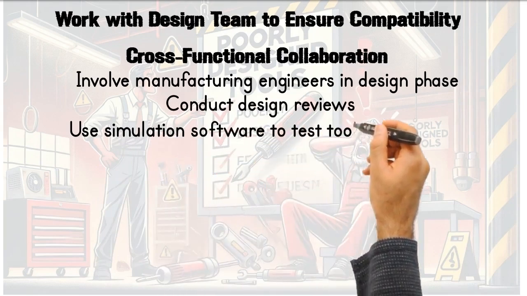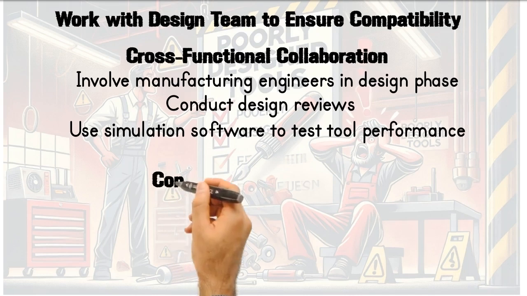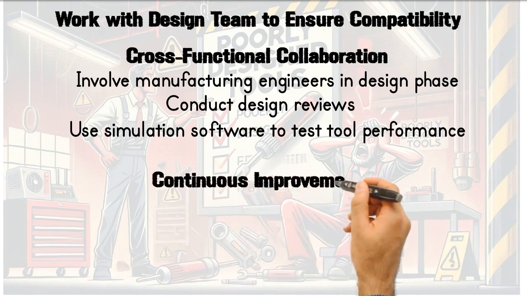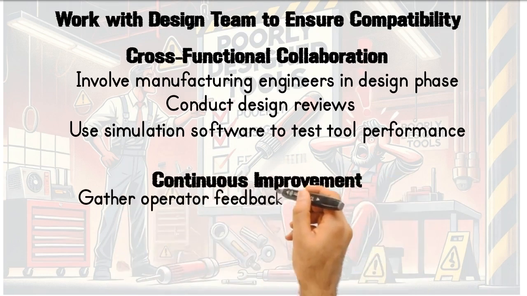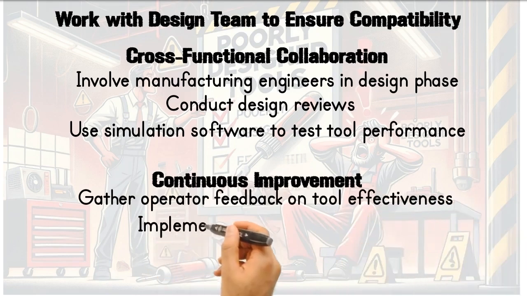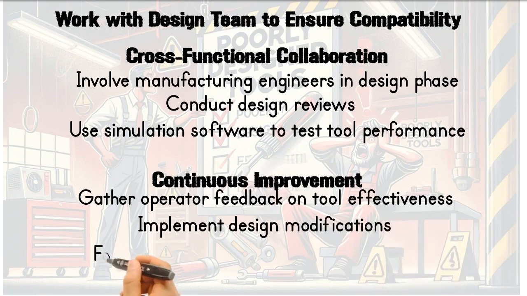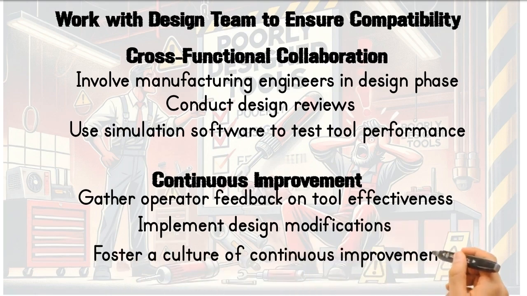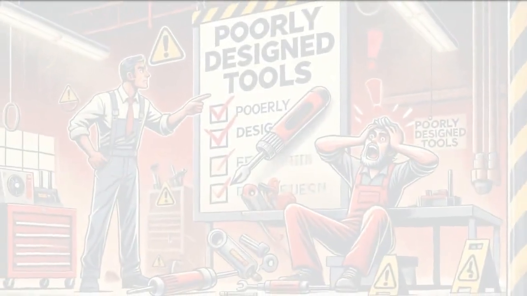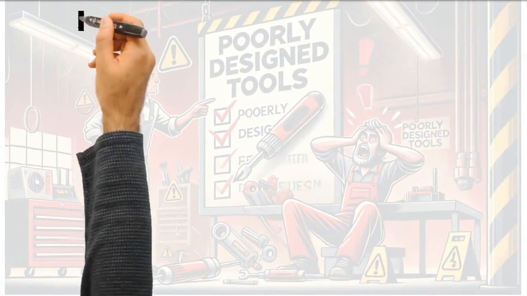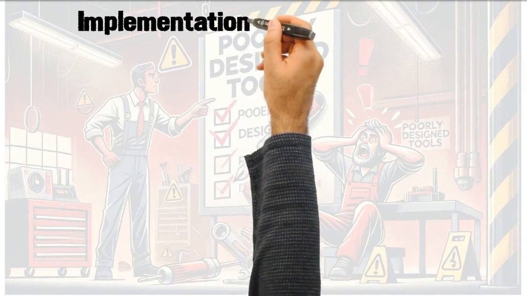Continuous improvement is required throughout the process. Gather operator feedback on tool effectiveness and challenges. Implement design modifications based on production feedback. Foster a culture of continuous improvement with regular reviews. The suggested best practices can only be effective when they are implemented, managed, and controlled.